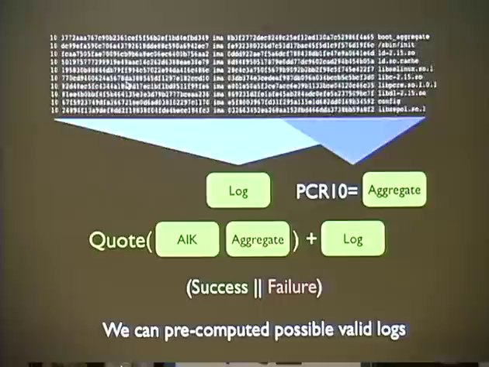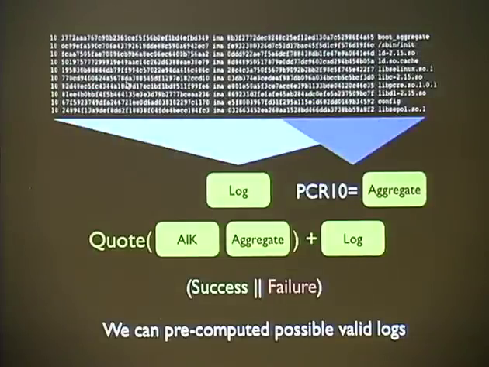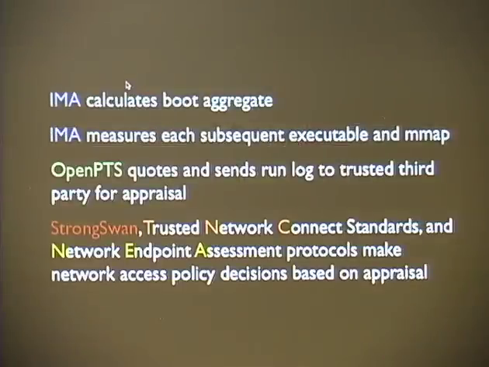Okay, so that's a little bit cooler than looking at a log file. But again, remember, for this success or failure to happen, there has to be that initial, a priori recording of what we think are good values. So for a standard Linux distribution, it's about 2 megs for all possible execution. So if you're putting that into a MySQL database, about 2 megs of data. So, to recap, IMA calculates the boot aggregate and records subsequent executions or memory mappings. OpenPTS is what allows you to send that quote to a trusted third party.